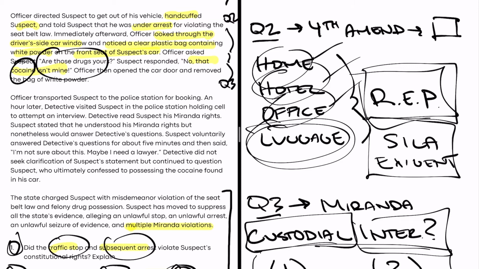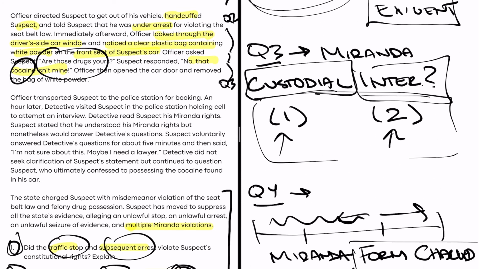So the question is going to be, remember, we're thinking about question number 3, is that a custodial interrogation? When the officer asks the suspect, are those drugs yours, is the suspect in custody? And is that words or actions that the police officer should have known was likely to elicit an incriminating response?